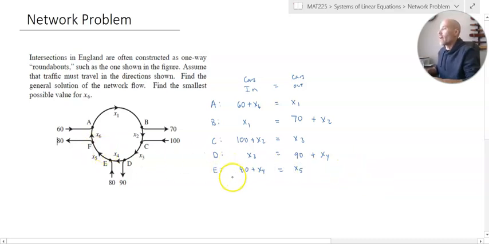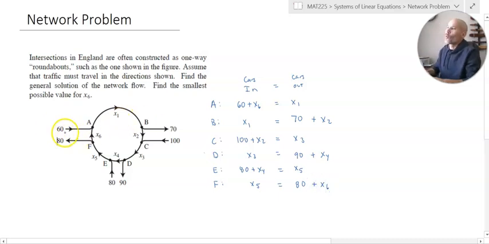And then finally, we have intersection F here. In intersection F, we have only x5 cars coming in. And then going out, that splits between the ones that are exiting left out of the network, out of the roundabout, and then the x6 that are continuing along the roundabout. And that will be 80 plus x6.